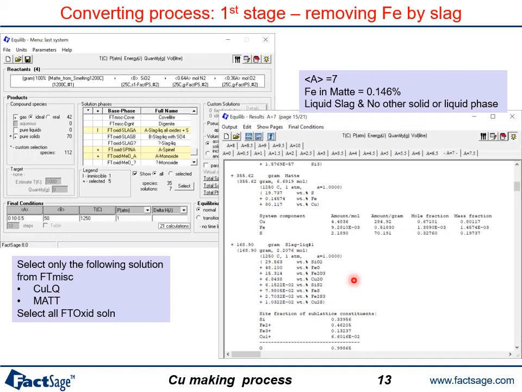In reality, instead of adding only SiO2, we add some other fluxes as well, like CaO and Al2O3 and so on, to adjust the slag composition a little bit better. By doing so, you can reduce the copper oxide amount a little bit. Okay, so let's take this A7 condition as the good condition for the first stage of the converting process in this example. That means we are going to save this matte for the next calculation.